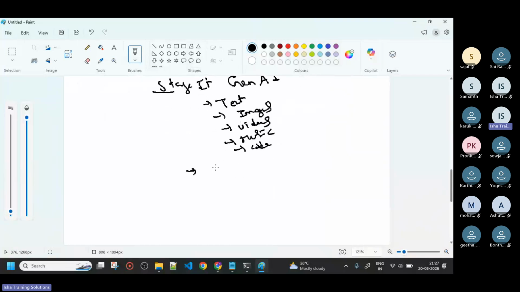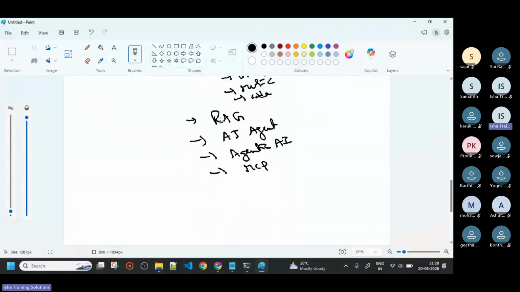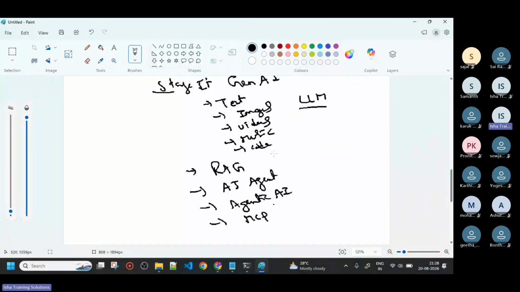The more important one is RAG. LLM is already there, and with the help of LLM, GenAI will work. Then RAG, AI agent, and agentic AI. There is a difference; I will explain further. AI agent and agentic AI are different. And MCP. These are all enhancements in the evolution. Till now we are into RAG, MCP, agents, agentic AI. Any doubts so far, guys?